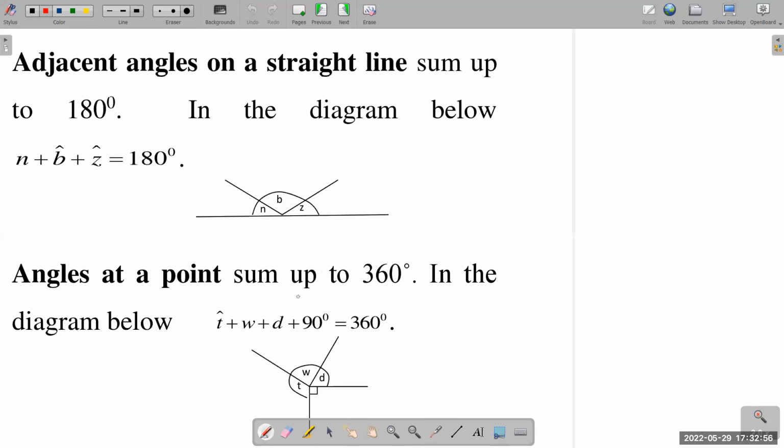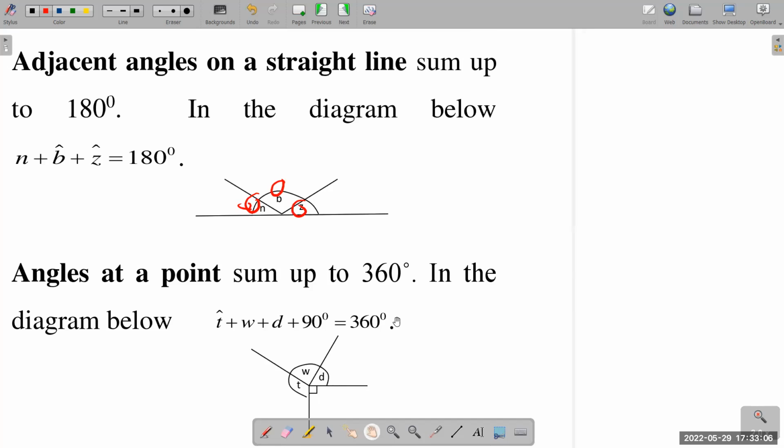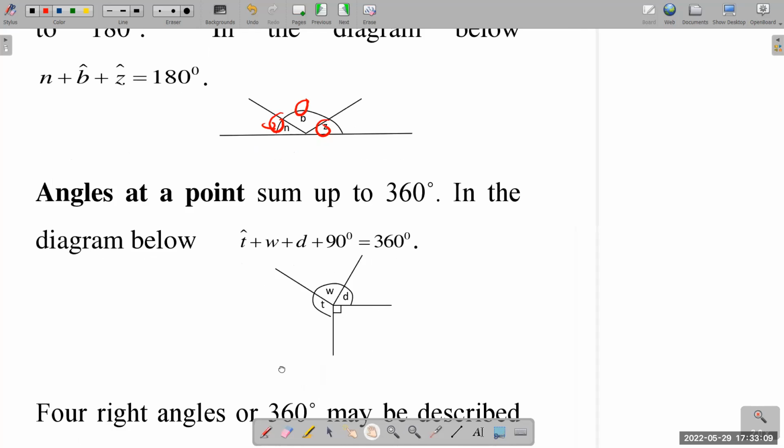Adjacent means next to. So the angle that is next to N is B. The angle B has 2 adjacent angles, Z and N. Okay? So it's just something you have to keep in mind with the terminologies.